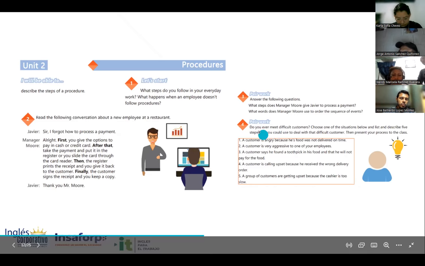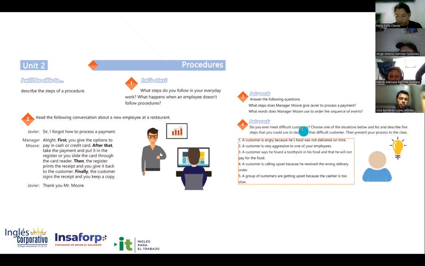Okay, so let's see. Do you ever meet difficult customers? Think about that, okay? Do you ever meet difficult customers at work? Yes or no? And then we are going to choose one of the situations below, and we are going to list and describe 5 steps you could use to deal with that difficult customer. So as you can see, we have 5 situations. The first one is a customer is angry because his food was not delivered on time. So what could you do to deal with that difficult customer? Then number 2, a customer is very aggressive to one of your employees.